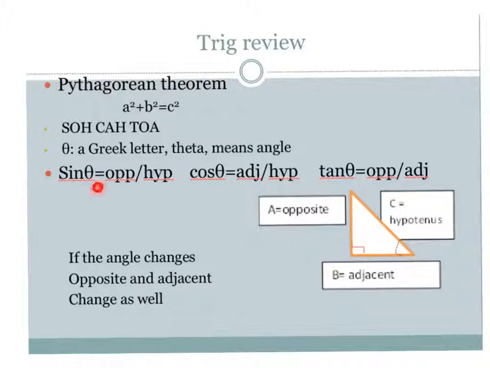It is not the circle with a line through it. It's not that funny O thing. It is called theta. And anytime you see this symbol, remember that it's theta and it stands for angle.